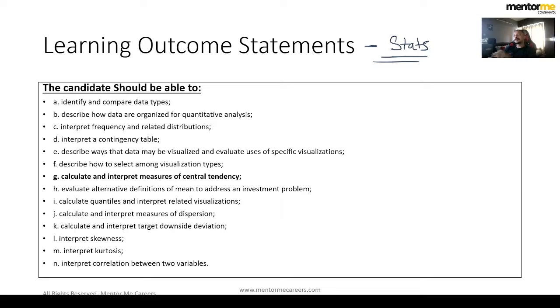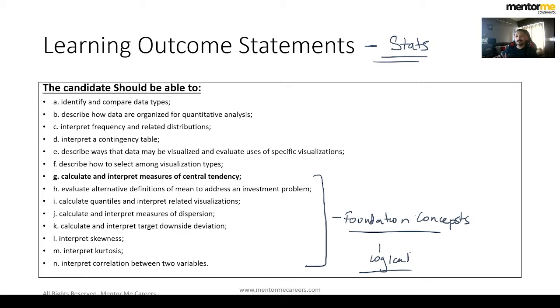So if you don't get your central tendency concepts well, from here onwards, it's entirely a foundation for statistics, right? So you need to get this straight from a logical level. Not just knowing how to calculate. That's not going to work. You need to understand the inference.